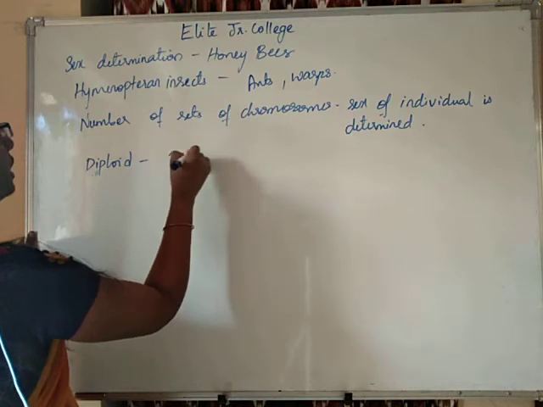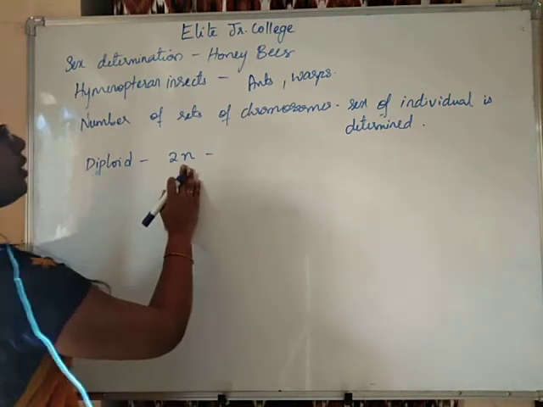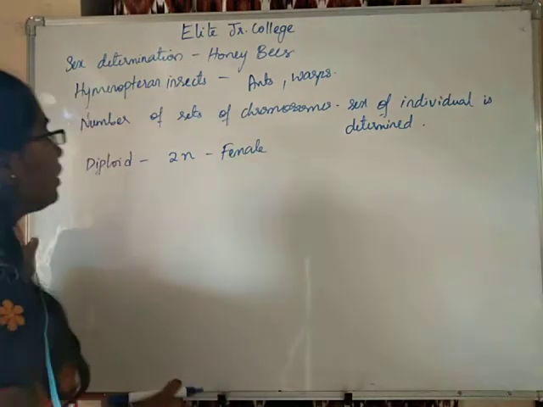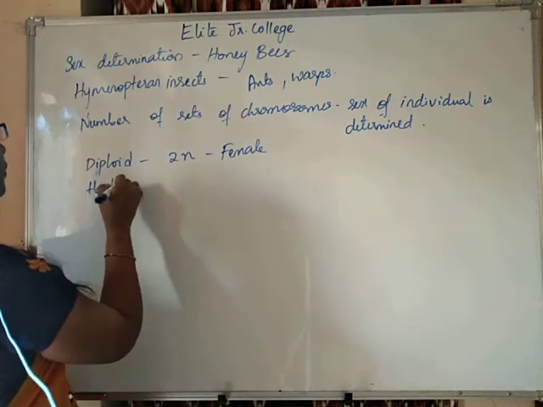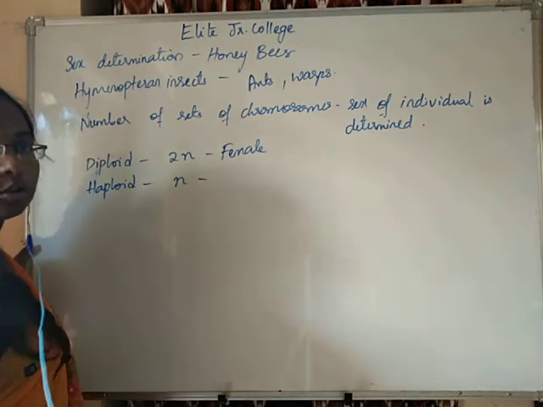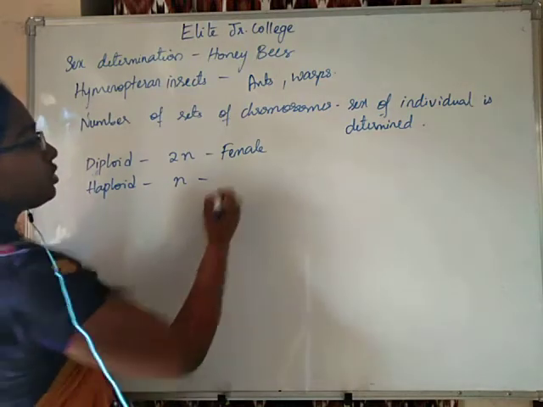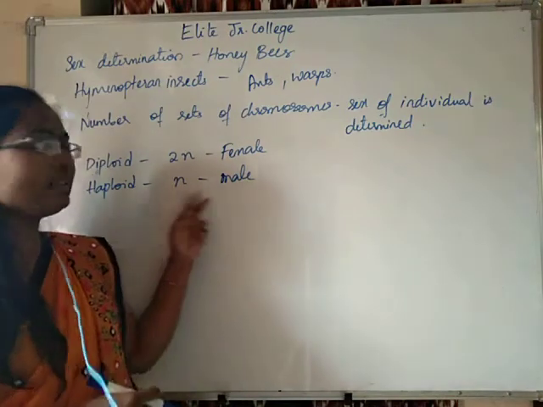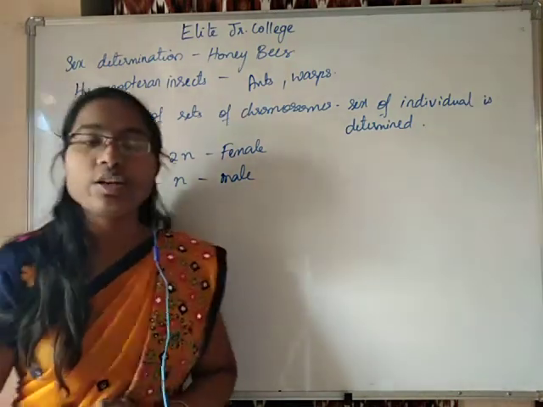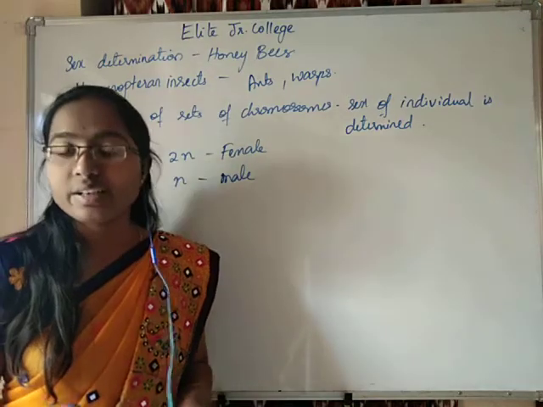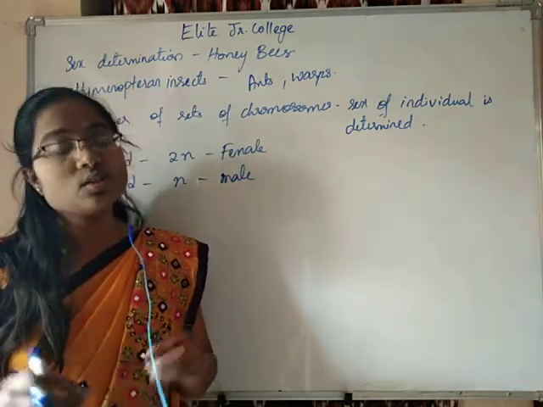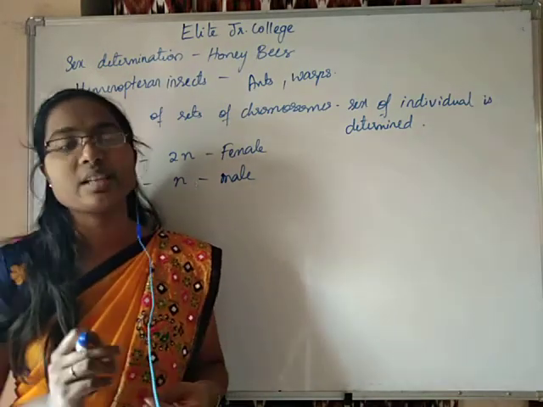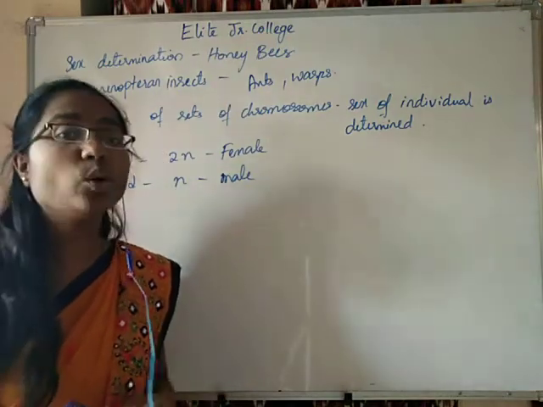If the individual is diploid, that means having 2 sets of chromosomes, a condition 2n, then that individual is definitely a female. If the individual is haploid, having only 1 set of chromosomes, only n, then this individual is said to be a male. Diploid means female, haploid means male. So by checking if the individual is diploid or haploid, we can determine the sex of the individual.